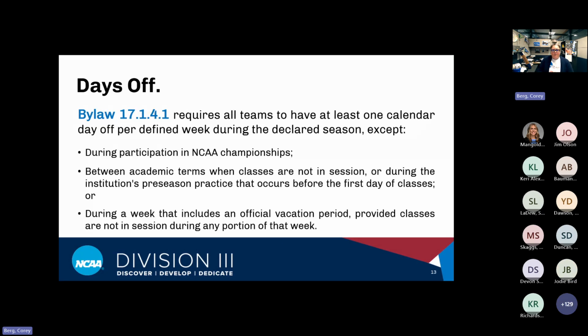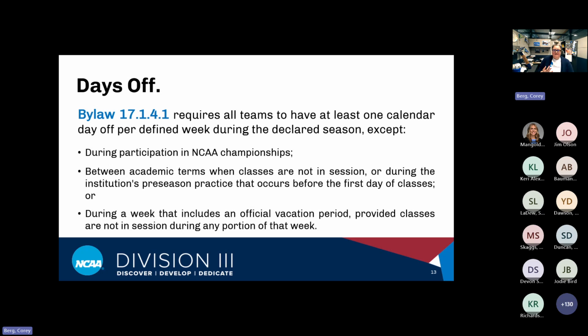It's 17-141, and it says that all teams have to have at least 1 calendar day off per defined week during their declared season. There are only 3 circumstances that you don't need that day off each week, and they're up here on the slide. So you don't need a day off during participation in the NCAA championships. You don't need a day off if it's between academic terms when classes are not in session, or it's during your institution's preseason practice that occurs before the first day of class.